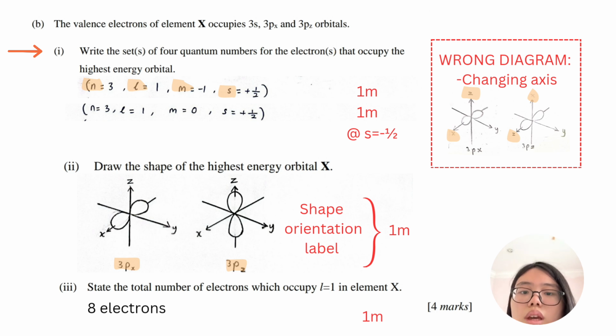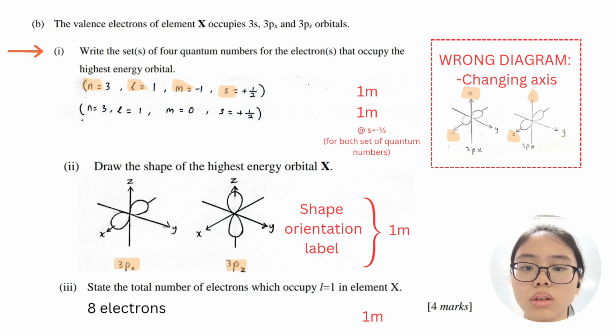So there are 3s and 3p orbitals. Between these two orbitals, 3p has the highest energy compared to 3s. There are 3px and 3pz orbitals. How do we determine how many valence electrons are there in the orbitals?